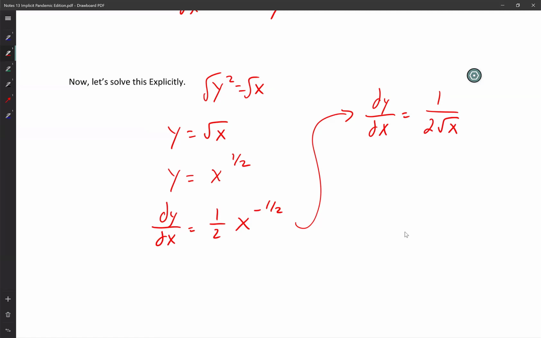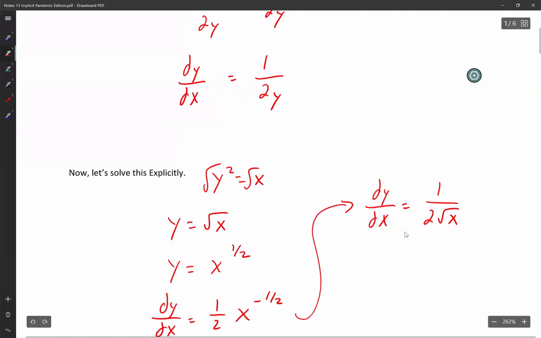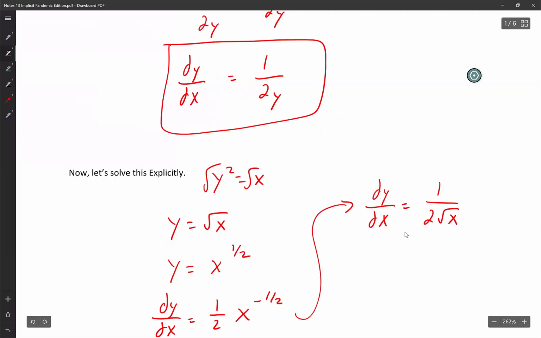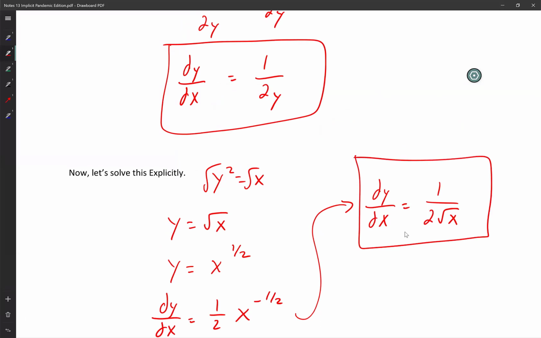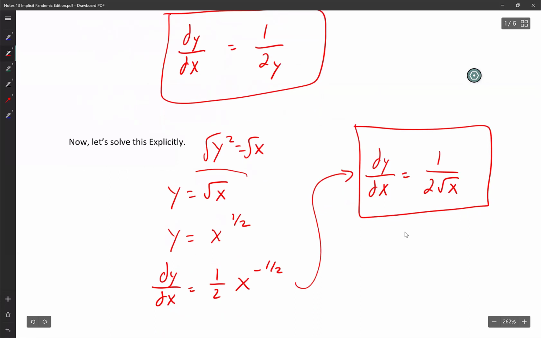And then maybe here you're saying, Chavez, that's not the same. How can you claim these are the same? They are the same. Y equals, what does y equal? So look at that, guys. dy dx equals 1 over 2, since y is square root of x, y.